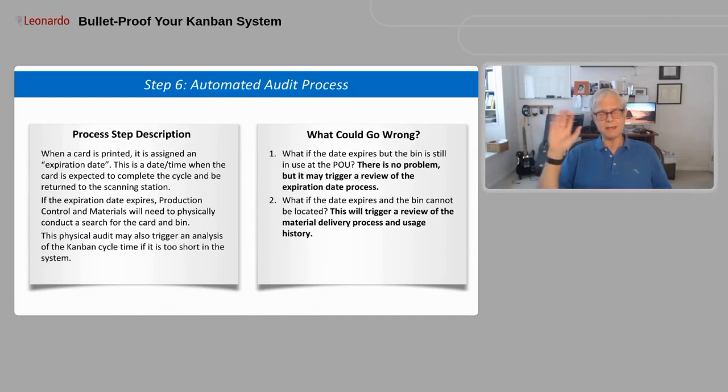Okay, so we're now at step 6, the automated audit process. This again is something that's a little bit different. Again, it might involve some customization, which I don't think is complicated, but here we go. When a card is printed, it's assigned an expiration date, like a container of milk, right? A use-by date kind of thing. This is a date and a time when the card is expected to complete the cycle and be returned to the scanning station. That time is an estimate of the time it's going to take to go through the entire replenishment process, get used on the line, cards pulled, and it comes back to the scanning station.